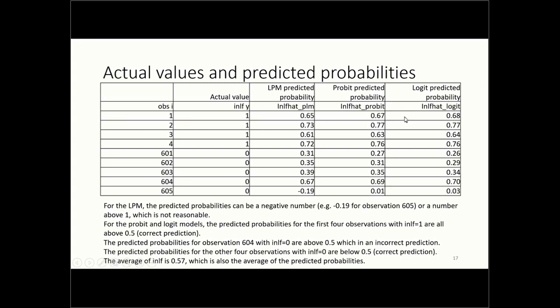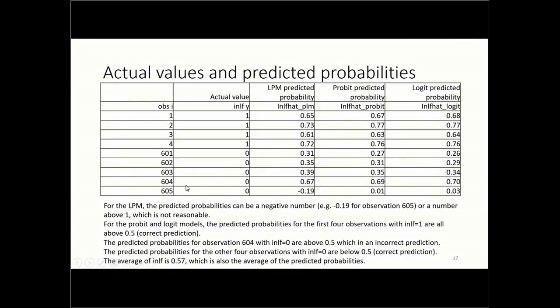Here, the predicted probabilities that we have for the Probit and the Logit model are the probability that y would be equal to 1. Now, if any of these numbers are above 0.5, we would say that we are predicting that this person would be working, would be in the labor force. And if that probability is less than 0.5, we would be predicting that this person is not working.